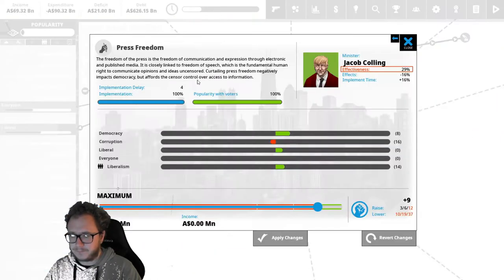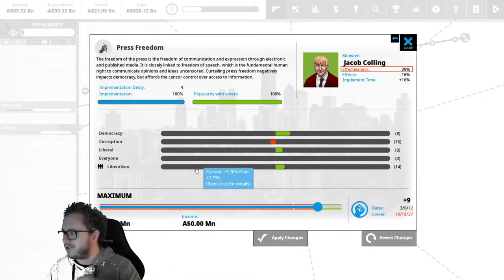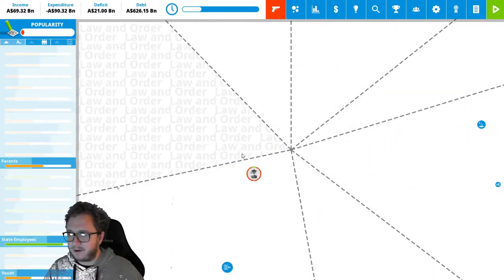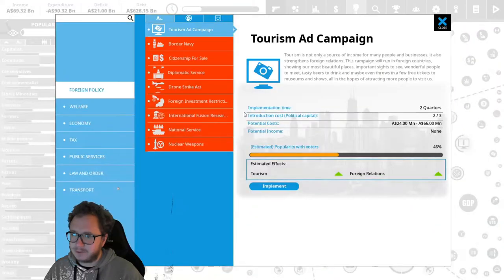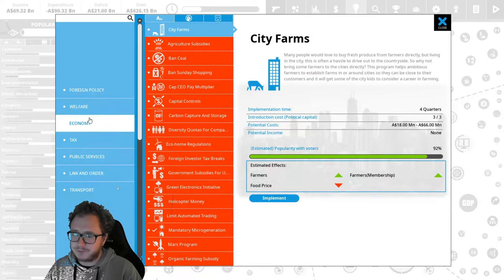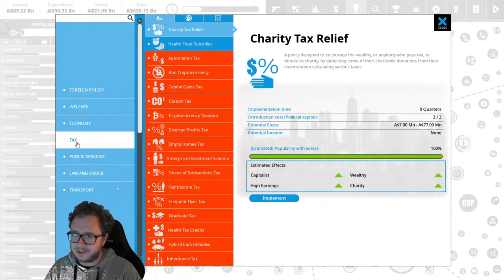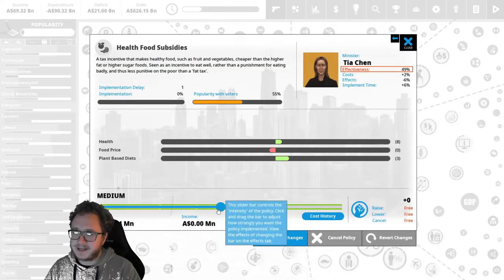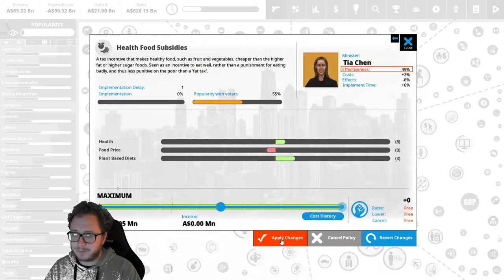So, press freedom at the maximum. I'll tell you right now, as an Australian living in Australia, that ain't the fucking case. So, I'm going to send that high as well. That leaves us with three political capital. Now, I know there's things that we probably should be focusing on that they're not currently focusing on. I want to implement healthy food subsidies to help with the food issue that we've just come across.